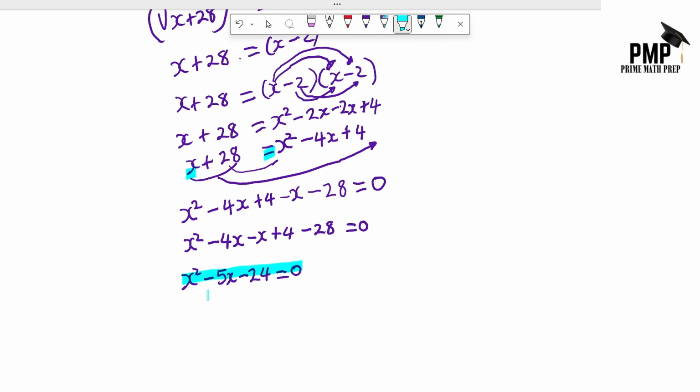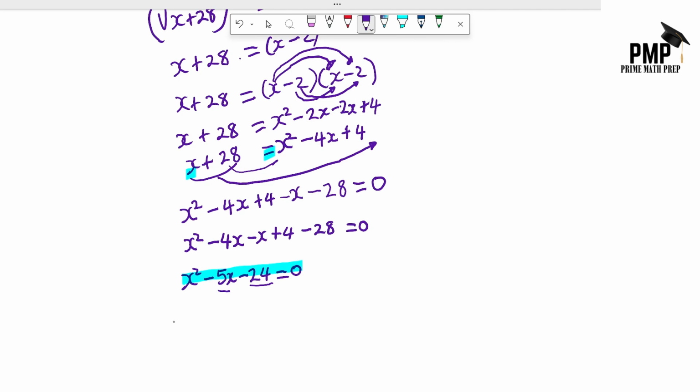We can either use the quadratic formula method, completing the square method, or if the numbers are nice, we can choose to use the factoring method. I prefer the factoring method because it's faster and it is the simplest method. In the factoring method, we ask ourselves 2 questions. First, what 2 numbers do we multiply to give us negative 24? And when we add those same 2 numbers, we'll get negative 5.